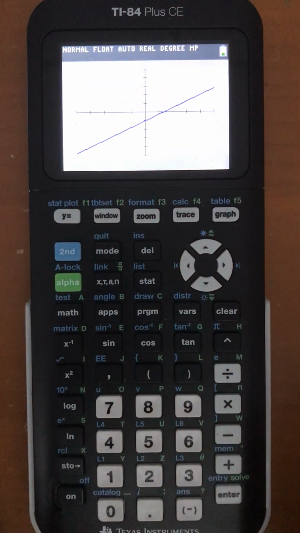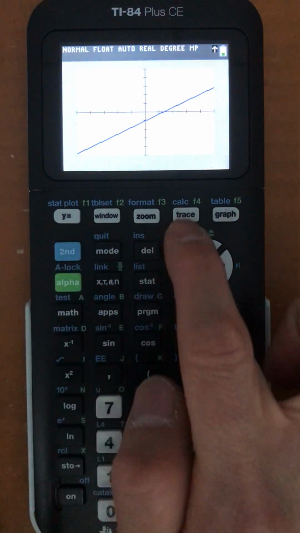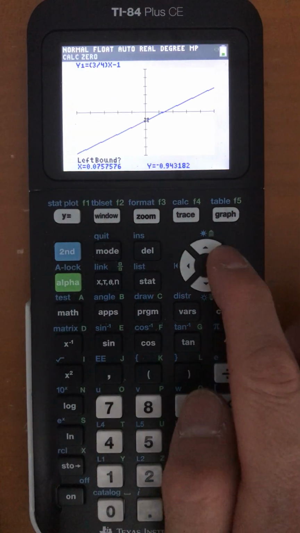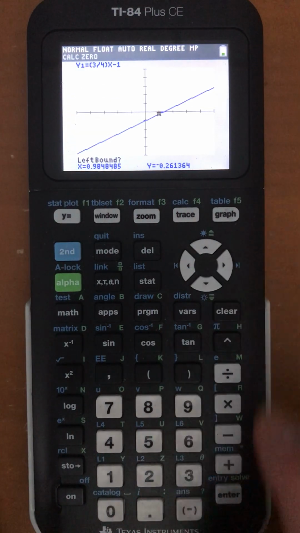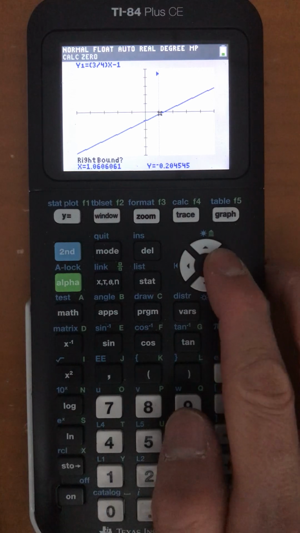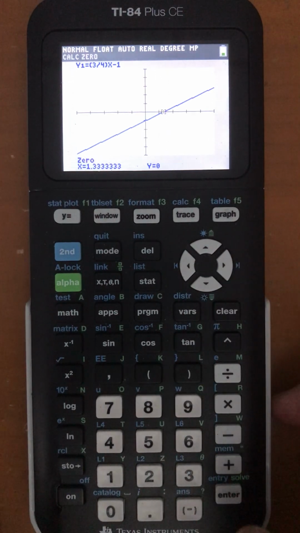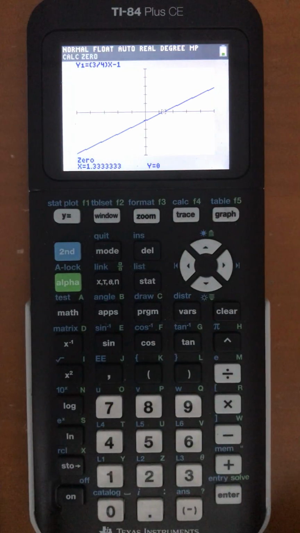Okay, use your graphing calculator to determine the x-intercept of the graph. So I go to second, trace, 0, that's the x-intercept. Okay, left bound, just to the left of it, enter, and then the right bound, just to the right of the x-intercept, enter, enter again, and my 0 is at 1.333, repeating.